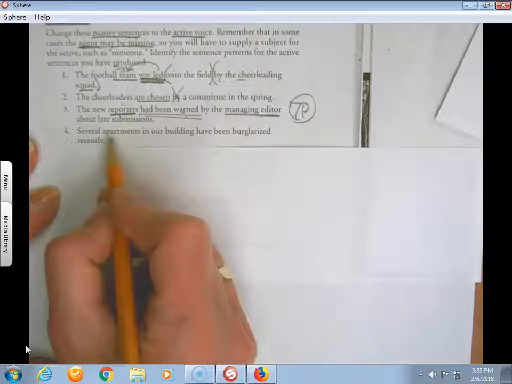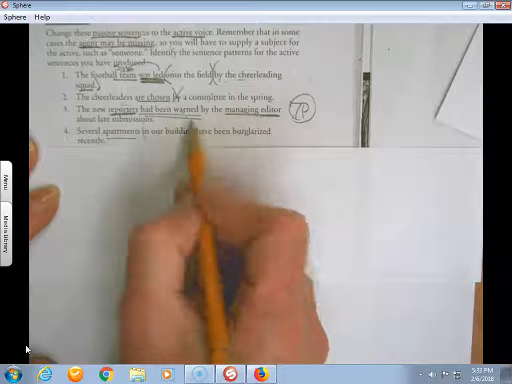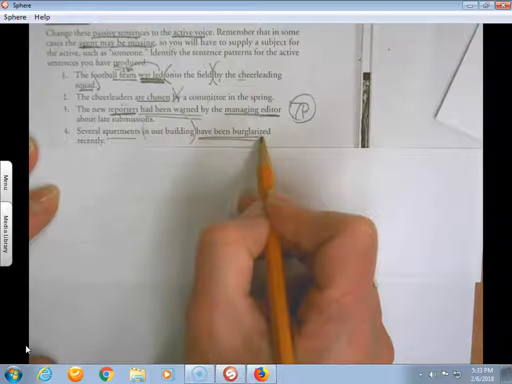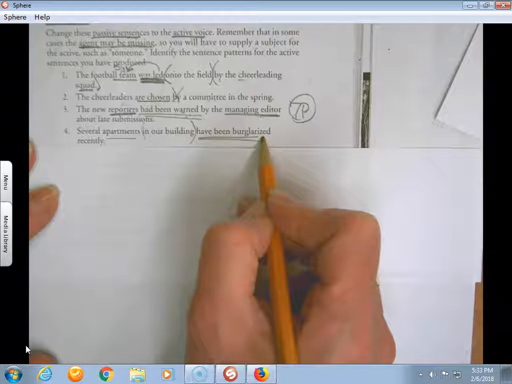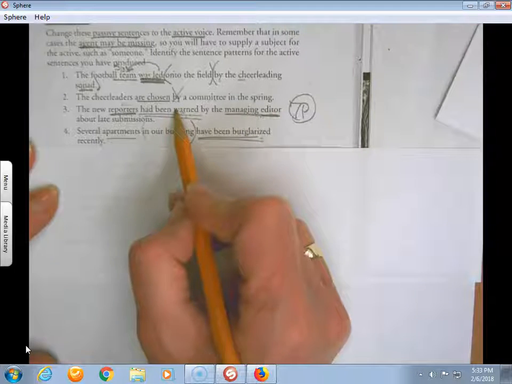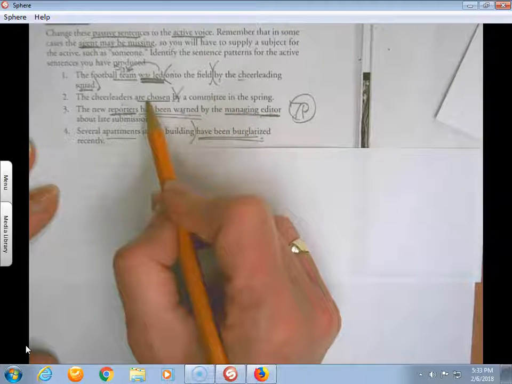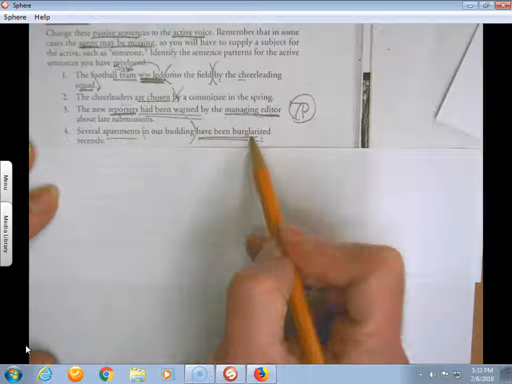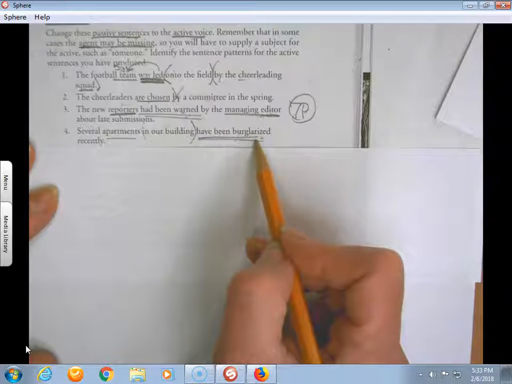Several apartments in our building have been burglarized. Apartments is the subject. In our building just tells us which apartments have been burglarized. It's action, right? Something got burglarized, but the problem with this sentence is we don't know who did the burglarizing. Up here we knew that the managing editor had done the warning. Up here we knew that the committee had chosen the cheerleaders. Up here we know that the squad had led the team, but here we don't know who did the burglarizing. And in such a case, you're going to have to make something up.